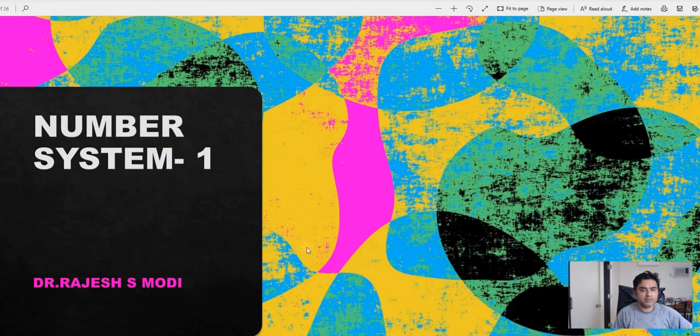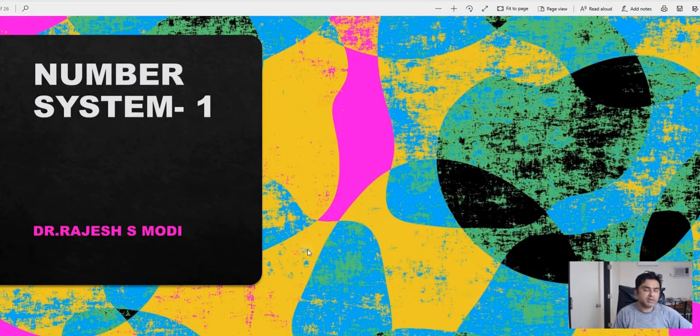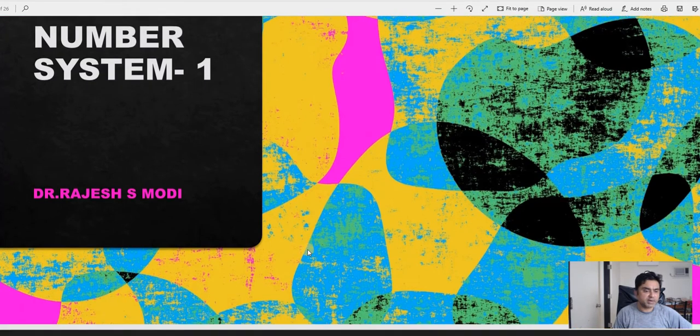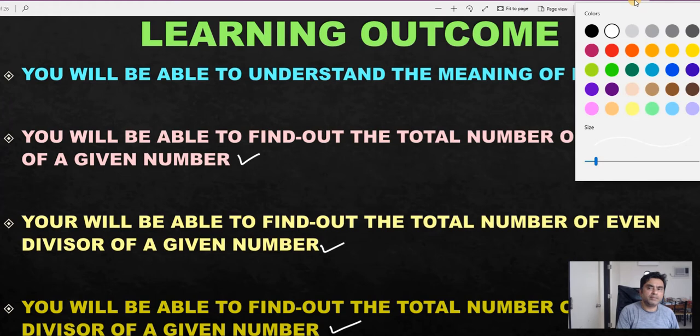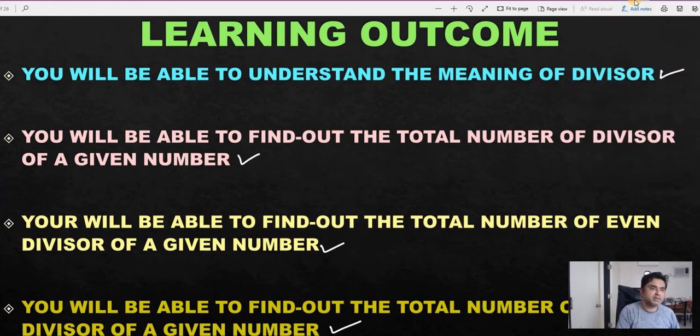We are going to start the number system in several parts. This is part number 1. What are the learning outcomes? You will be able to understand the meaning of the divisor. So that is our first learning outcome. Then, second learning outcome, you will be able to find out the total number of divisors of a given number.